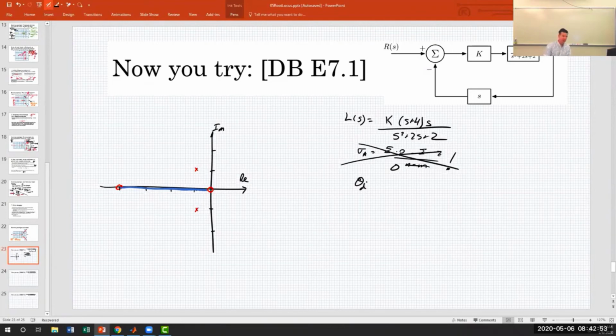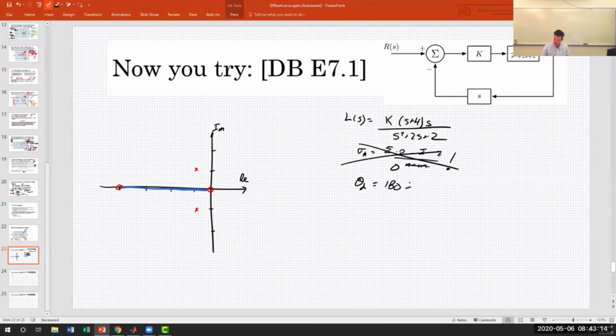For the departure angle, first off, do we need to calculate the departure angle? What do you think? No. Try again. Oh, JK, take it back. Okay. Yeah, just kidding, right? There are complex conjugate open loop poles, so we have to depart from them.